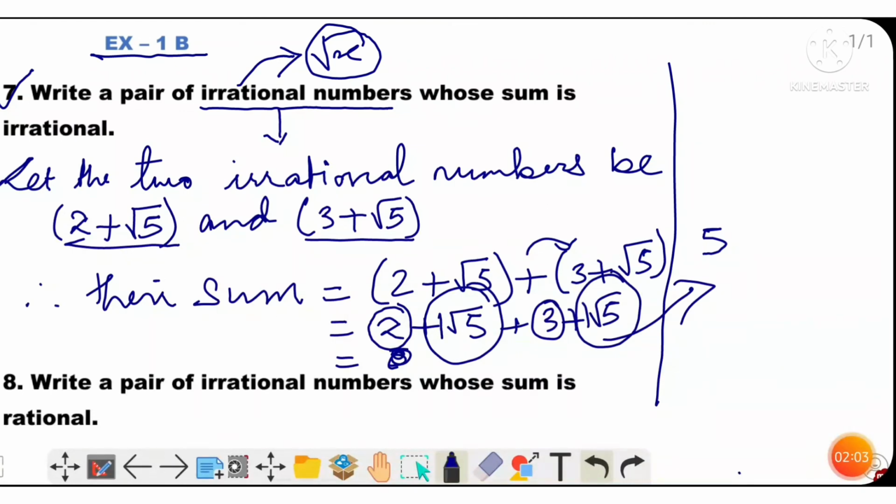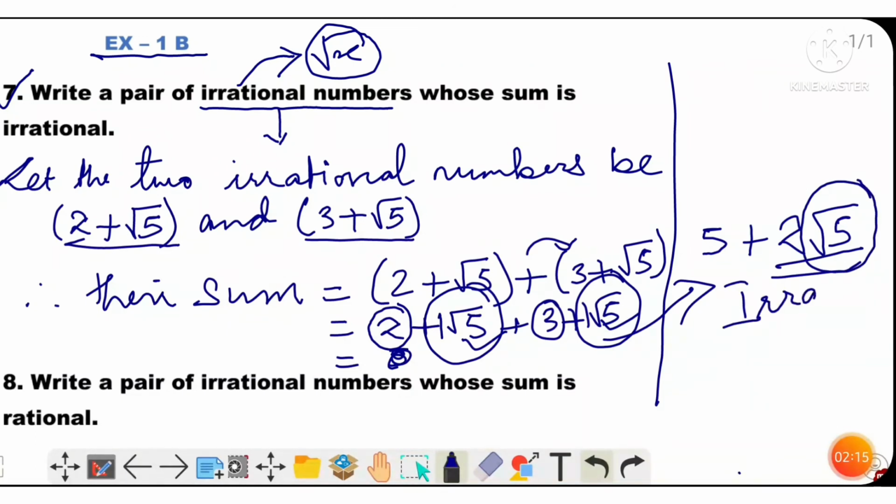That means 2 root 5's. 1 plus 1 is 2. So we'll get 2 root 5. Now here you can see that there is still a number inside the root, that is root 5. That means it is irrational. So we had to find this irrational number. So this is your answer.